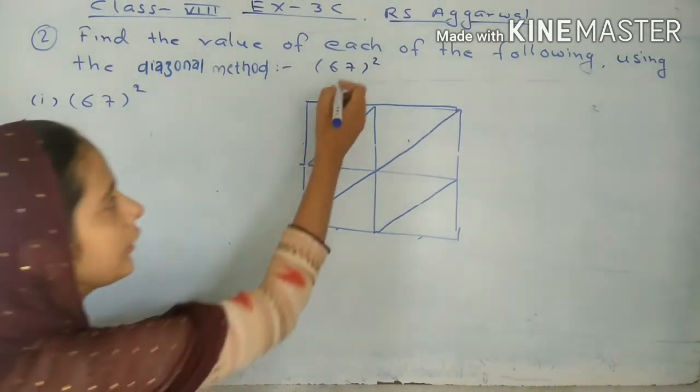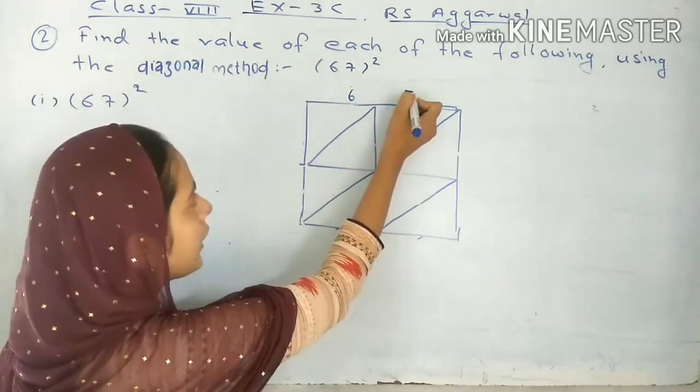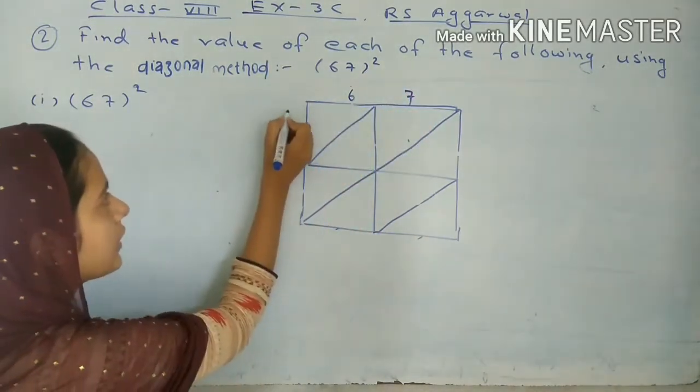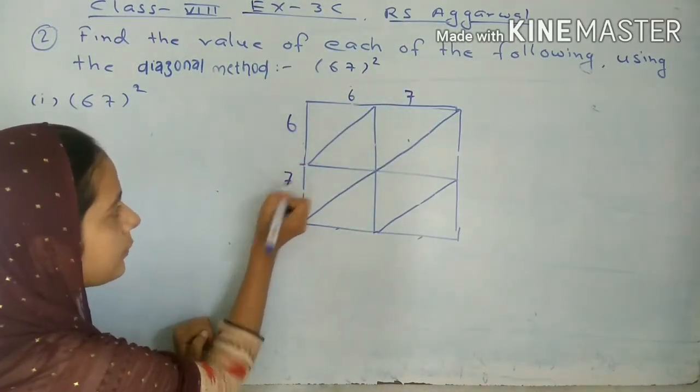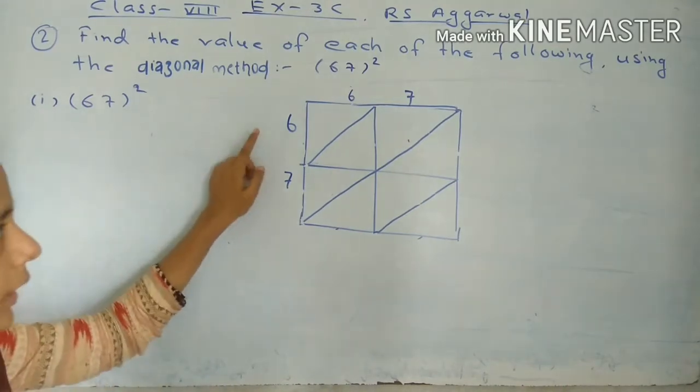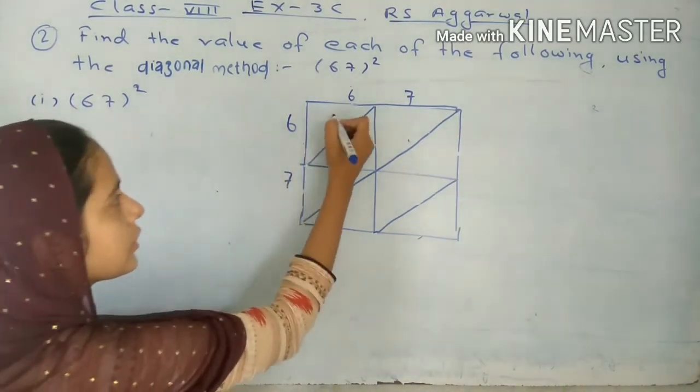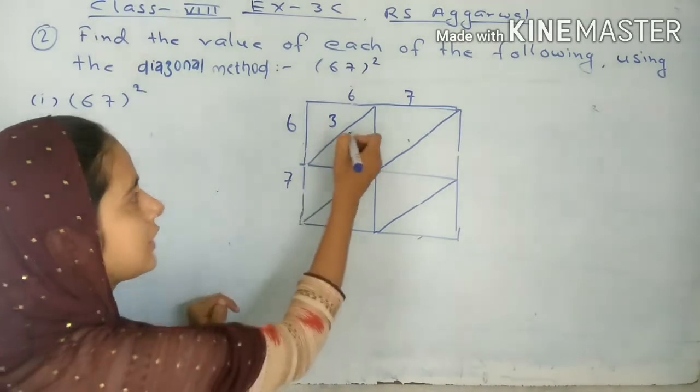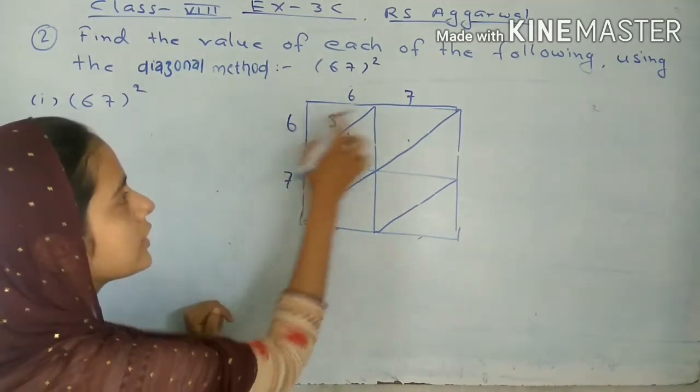So horizontally we will write 67, and vertically we will also write 67. And now we will multiply them. So 6 6s are 36, so 3 here, and below we will write 6. And here 6 7s are 42.